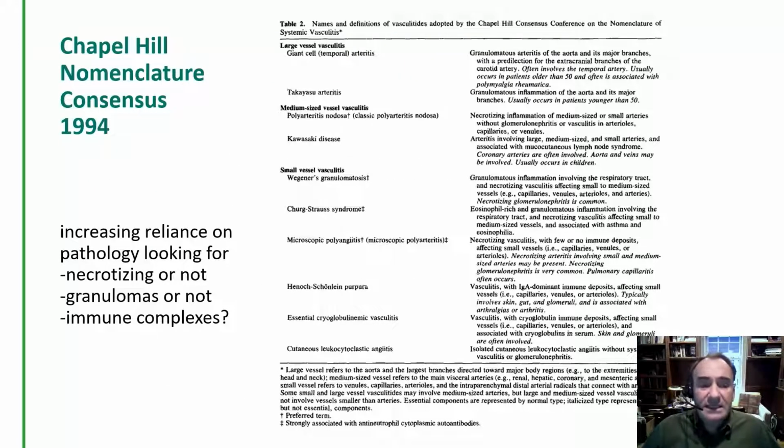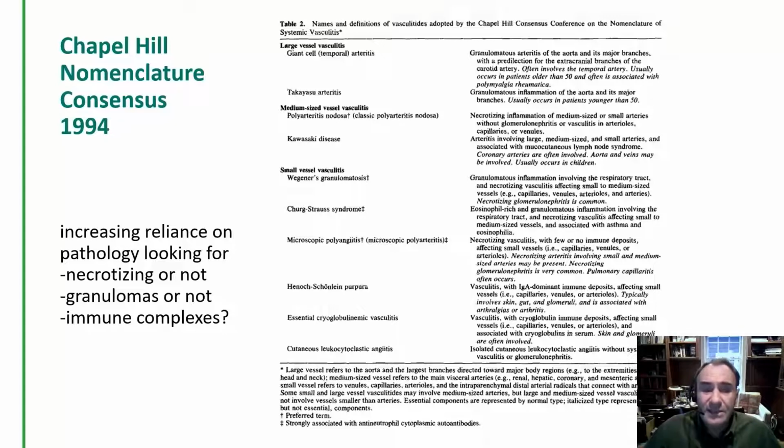So what did this consensus come up with? Well, they essentially cut it down by size of vessels, large, medium, and small, and there was an increasing reliance in the descriptions here on pathology, looking for whether necrotizing descriptions were present or not, whether granulomas were present or not, and whether immune complexes were present at all. And I'm not going to read through this, but you can see there are several different small vessel vasculitises, a couple medium vessel vasculitises, and the 2 large vessel vasculitises. And those factors are all in these descriptions. I'm not going to go through them in too much detail due to limited time.